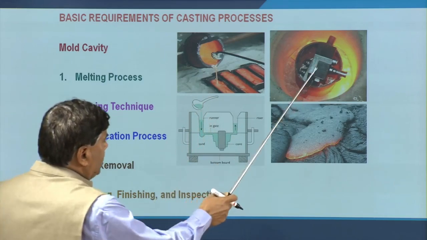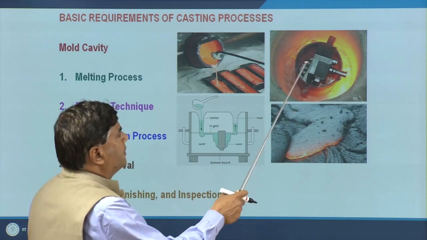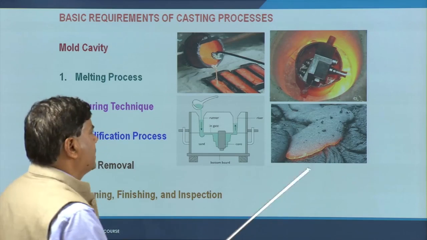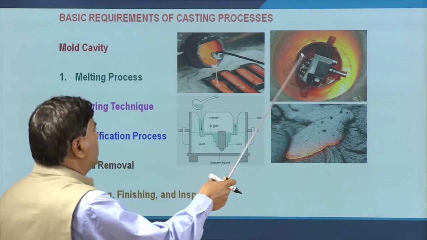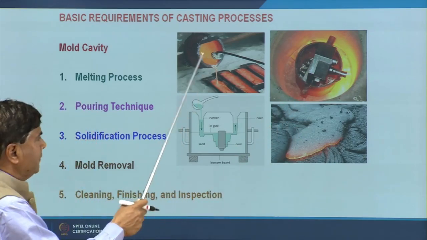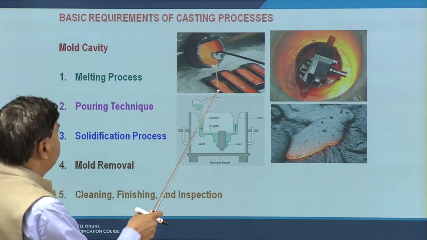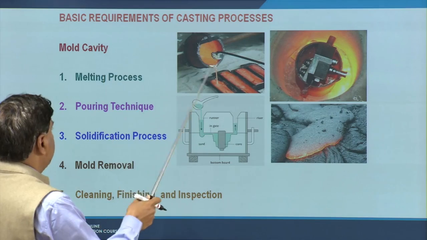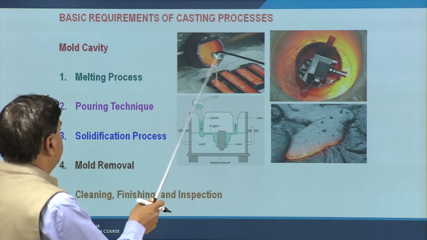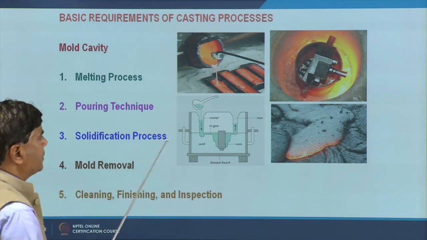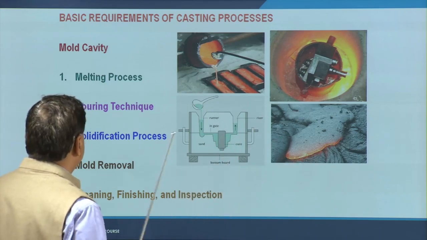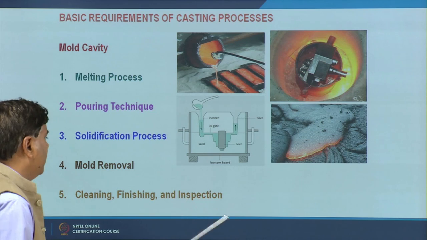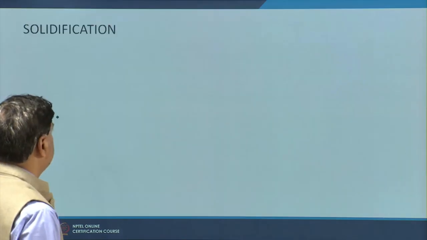So, here we can see the metals in the form of raw material, rods, etc. heated so that they are brought to the molten state. Thereafter it is poured into the cavities or mould cavities. So, melting is the first step, pouring into the mould, and then solidification proceeds, we can see here, and thereafter removal of the mould, and then cleaning, finishing and inspection.